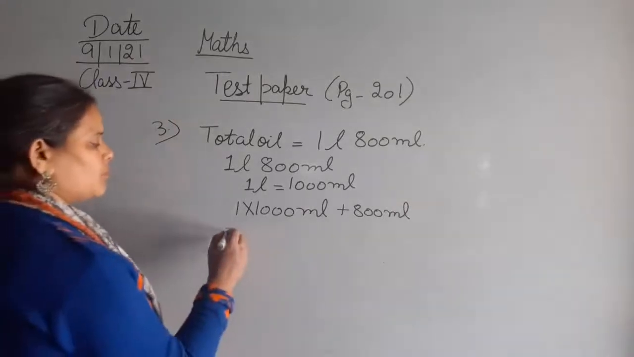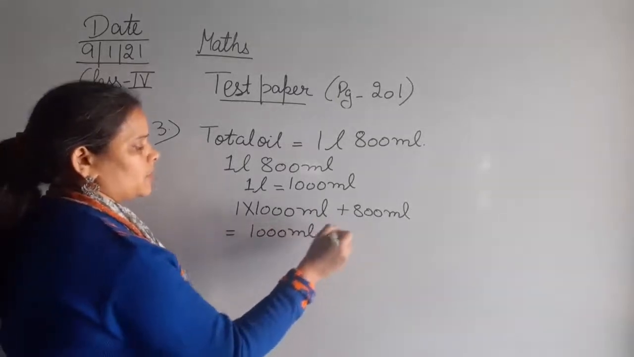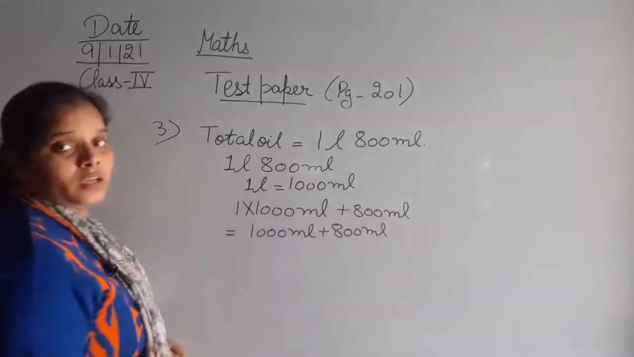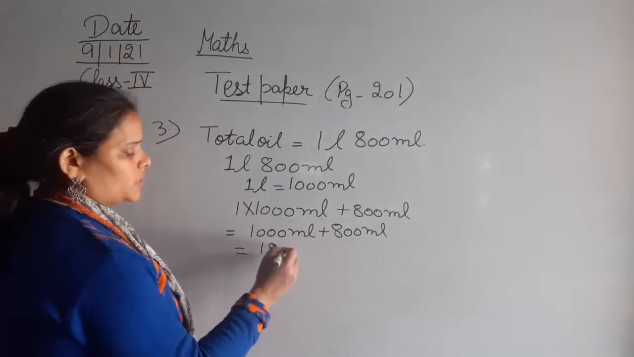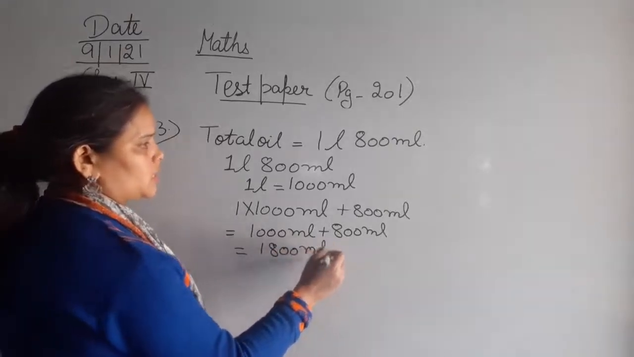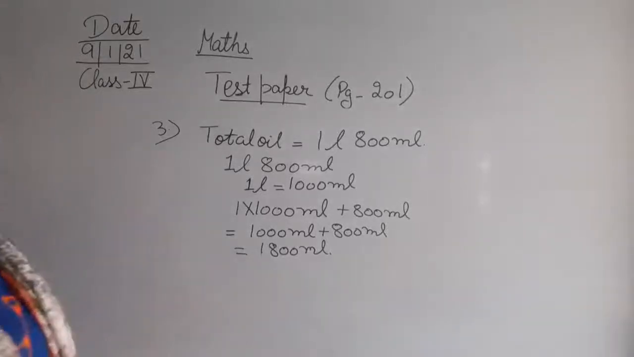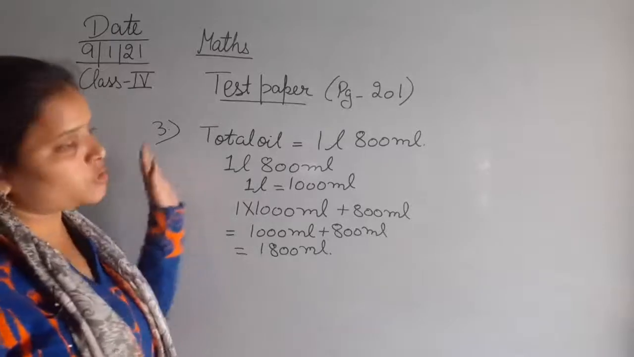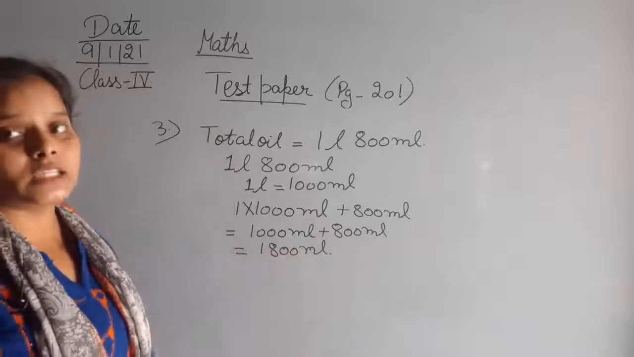Okay, so 1 multiplied by 1000 is 1000 ml plus 800 milliliter. So 1000 plus 800, that will be 1800 ml. Okay, sorry, 1800 ml. Now we have calculated the liters. The quantity we were given in liters and milliliters, we have calculated totally, that is 1800 ml.